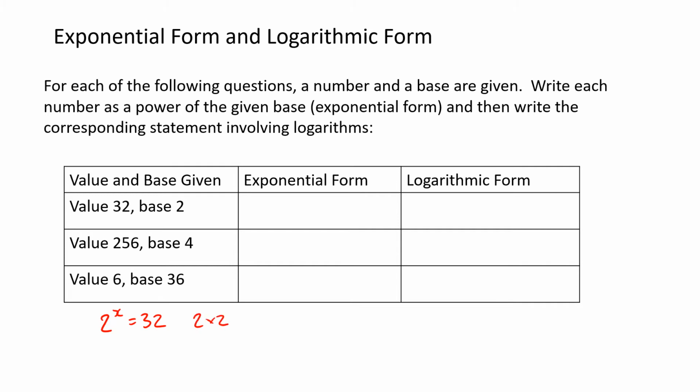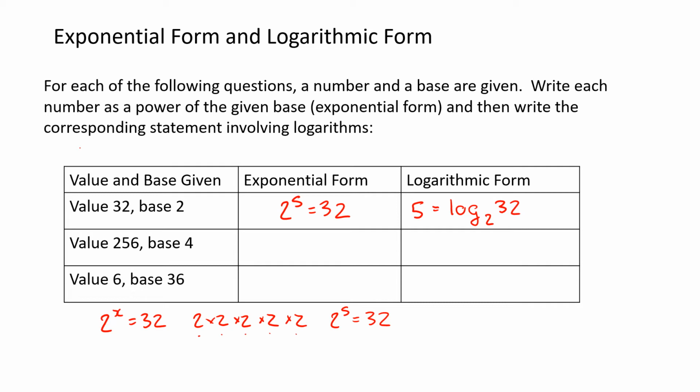So 2 times 2 is 4. Doesn't work. Times 2 is 8. Still not big enough. Times 2 is 16. We're getting closer. Times 2 is 32. So we count these up, we get 5 2's. So that means that 2 to the exponent 5 must be equal to 32. So in exponential form, we'd have 2 to the exponent 5 equals 32. And if you switch that to logarithmic form, your exponent, 5, must be equal to the log of your base, which is 2, of your number, 32.